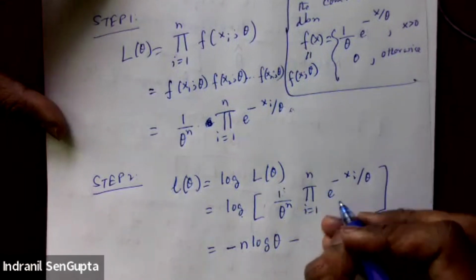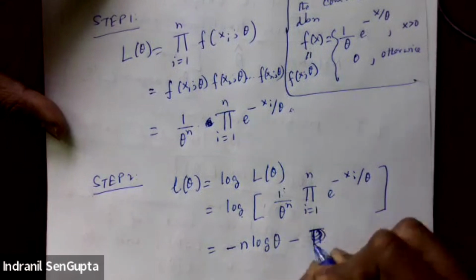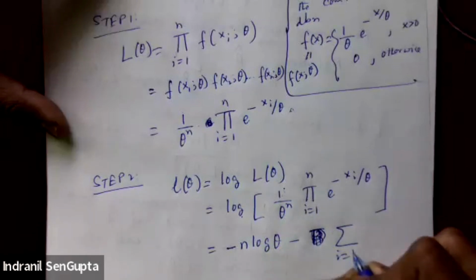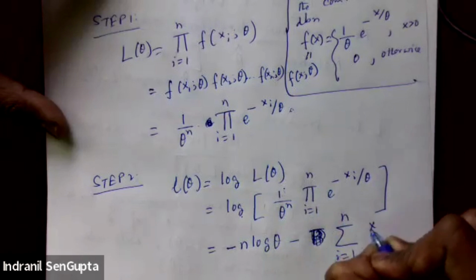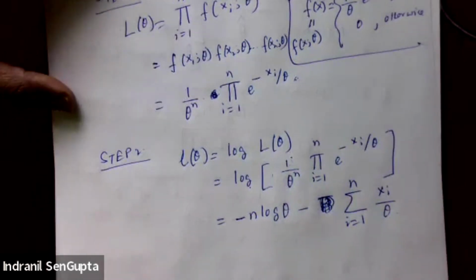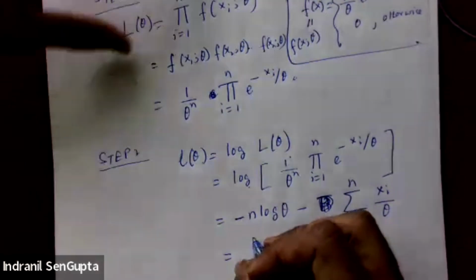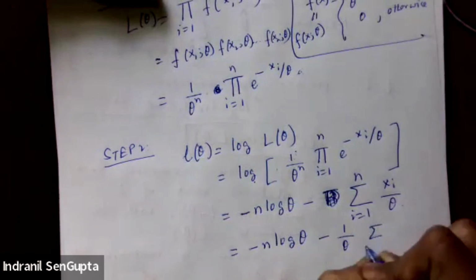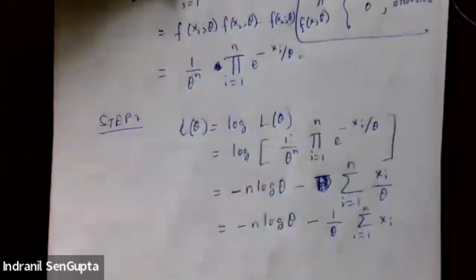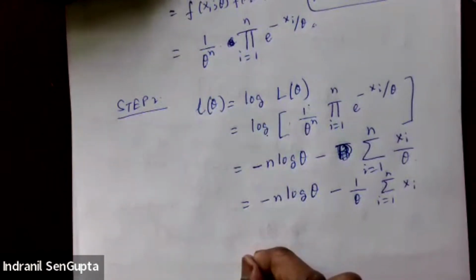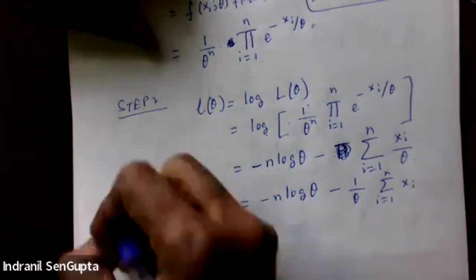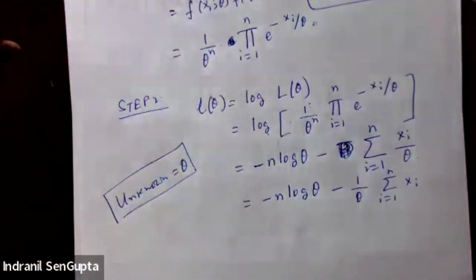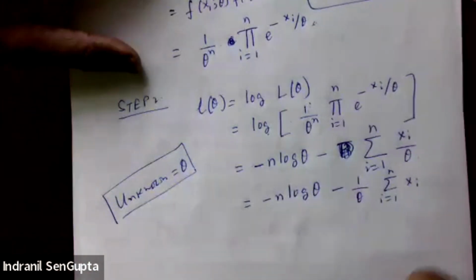So now when I take the product, it becomes a summation. So it's a summation i from 1 to n of xi over theta, isn't it? So this is basically, let me just massage it a little bit, minus n log theta minus 1 over theta times the sum i from 1 to n of xi. That is l(theta). So what is the unknown? The only unknown is theta, a one-dimensional parameter. Okay. So how do you maximize this?